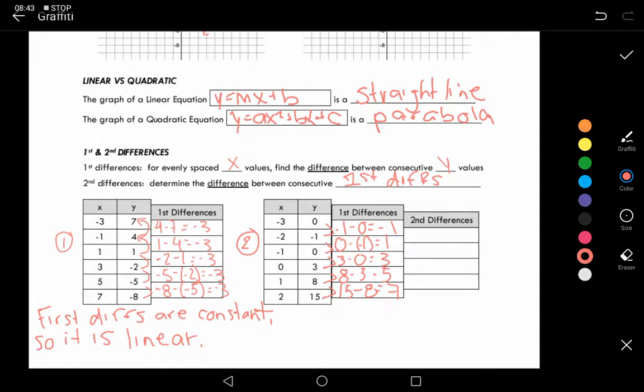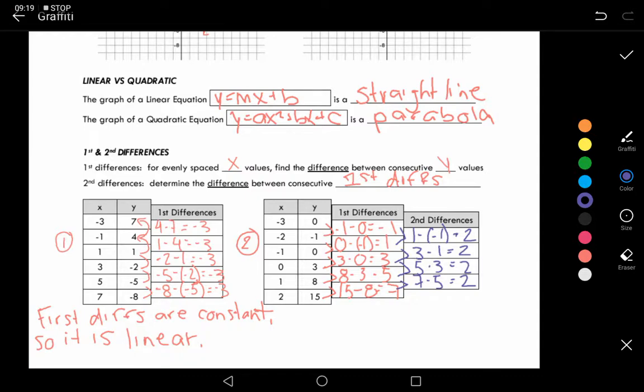Obviously, we can see that those first differences are not all constant, right? They're not all the same. So we're going to move on and find our second differences. And I'll just do that in a different color. Okay, it's going to be the same process, except we're using our new numbers here. So the second subtract the first, the third subtract the second, etc. So now we have 1 minus -1, which is 2. 3 minus 1 is also 2. 5 minus 3 is also 2. And 7 minus 5 is 2.